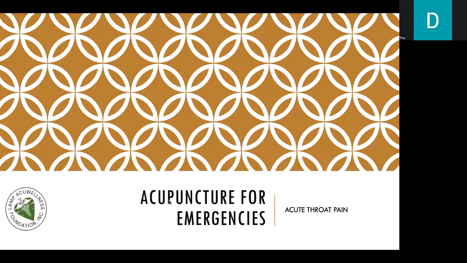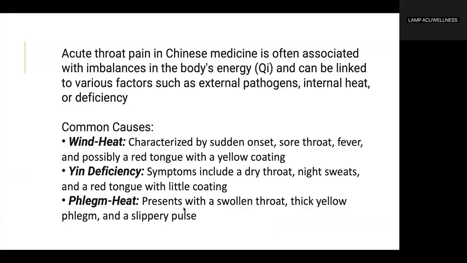Emergency acupuncture for acute throat pain. Acute throat pain in Chinese medicine is often associated with imbalances in the body's qi and can be linked to various factors such as external pathogens, internal heat, or deficiency. Common causes: wind heat, characterized by sudden onset, sore throat, fever, possibly a red tongue with a yellow coating. Yin deficiency symptoms include a dry throat, night sweats, and a red tongue with little coating.